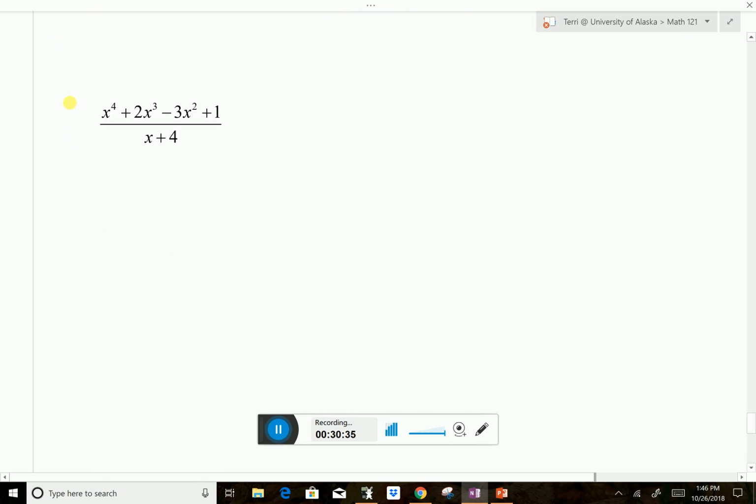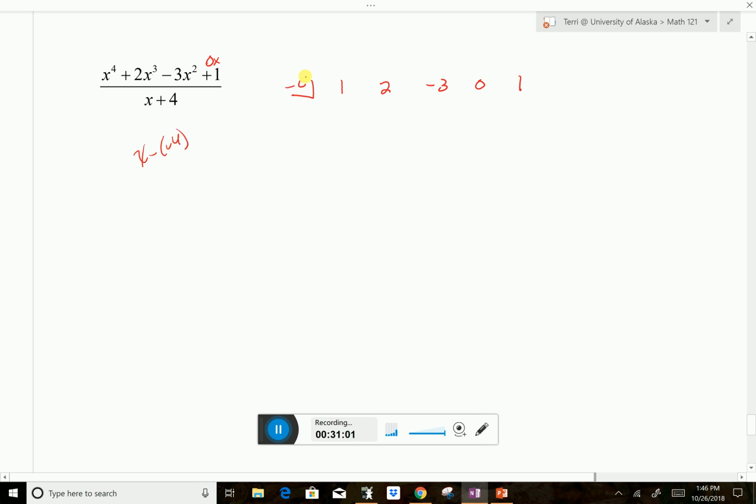So let's do another one of these. We're just going to divide these. I'm going to use synthetic division. So do I have anything missing? x to the 4th, 3, 2. Oops, I don't have an x term. So I have to remember 0x right there. So I have a 1, a 2, a negative 3, a 0, and a 1. And down here, remember this is x minus negative 4.